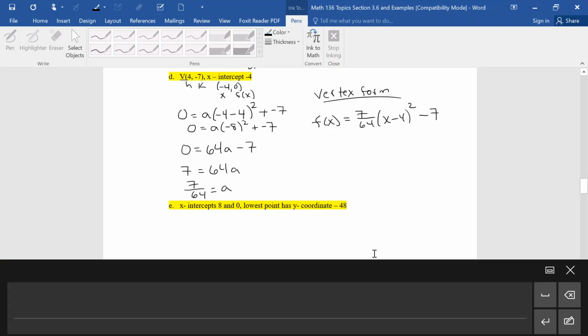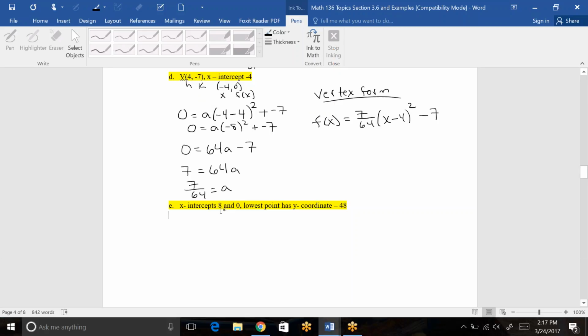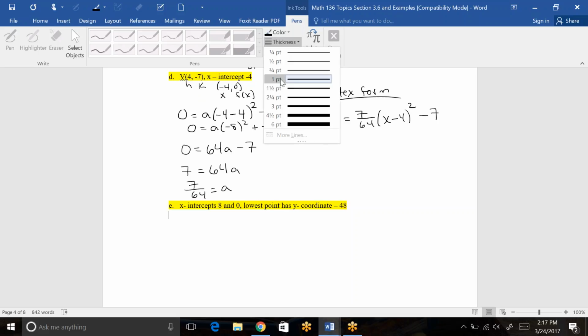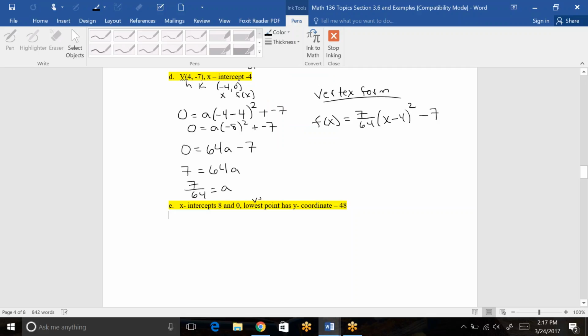It says you have x-intercepts of positive 8 and 0, and your lowest point, which is your vertex. We do know one thing about our vertex, because it's either the lowest or highest point on a parabola, has a y-coordinate of -48. So we're missing the x part of our vertex. We don't know what it is. We don't know h.